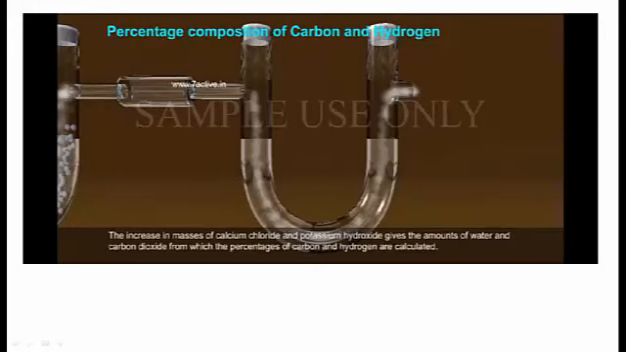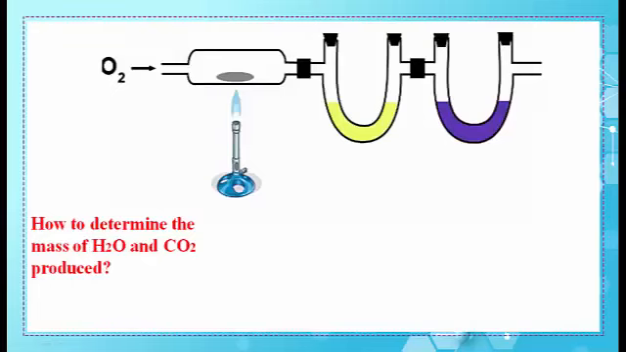The increase in masses of calcium chloride and potassium hydroxide gives the amounts of water and carbon dioxide from which the percentages of carbon and hydrogen are calculated. Note that in this video we use the anhydrous calcium chloride instead of sulfuric acid. Both compounds have the same role, they absorb water. In the first previously weighed U-tube, water is collected, and in the second previously weighed U-tube, carbon dioxide is collected.